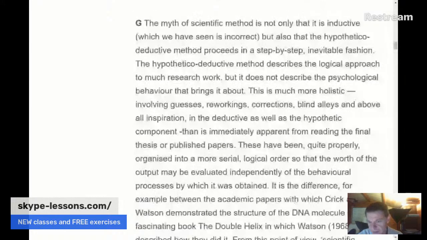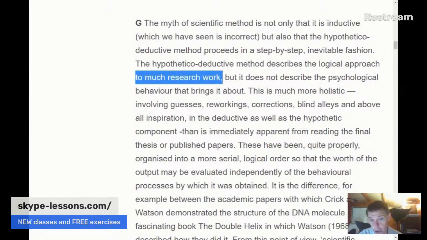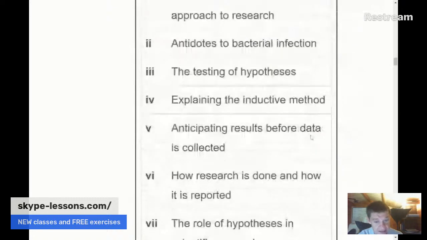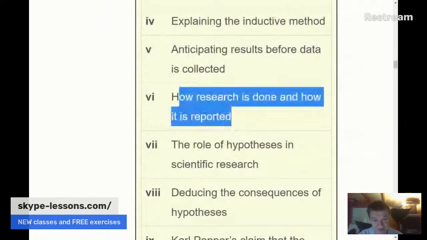The myth of scientific method is not only that it is inductive, but also that the hypothetico-deductive method proceeds in a step-by-step inevitable fashion. Do notice the parallel structure. Not only that, but also that the hypothetico-deductive method describes the logical approach to much research work. Yeah, let's have a look down here, because I want to show you that this is correct, how research is done and how research is reported.